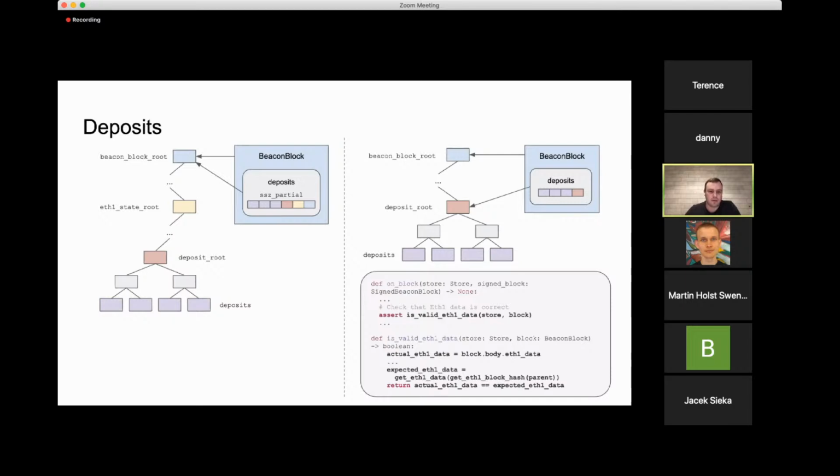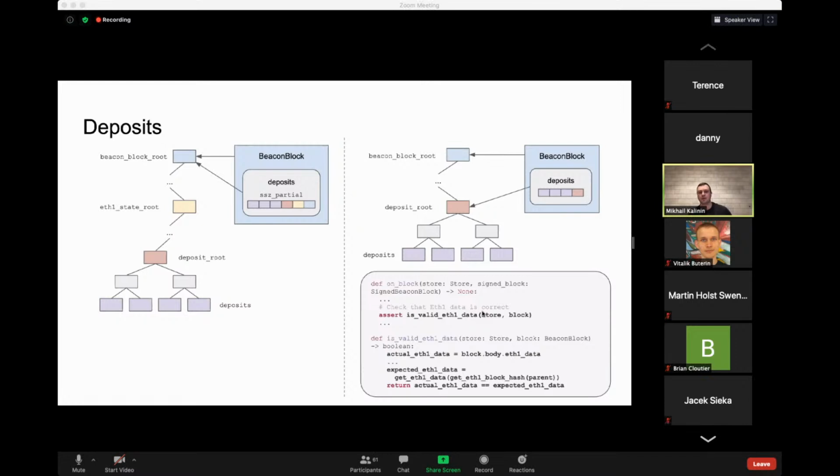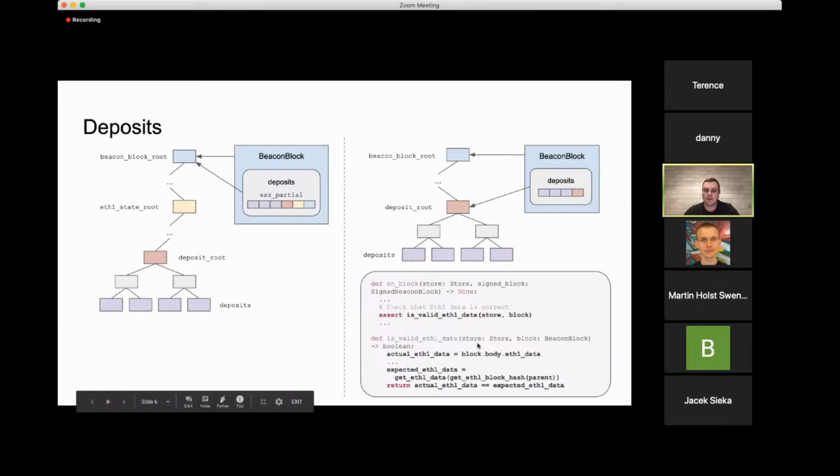So this is why, for the moment, we reuse pretty much the same logic of deposit processing, but with one major change. We use the Eth1 data produced by the previous Eth1 block because of the tight coupling of Eth1 execution to the beacon chain. We can do this, and we process deposits in the same fashion. But in order to make sure that the Eth1 data published in the previous block is valid, we add this check for Eth1 data correctness into the fork choice on block routine.